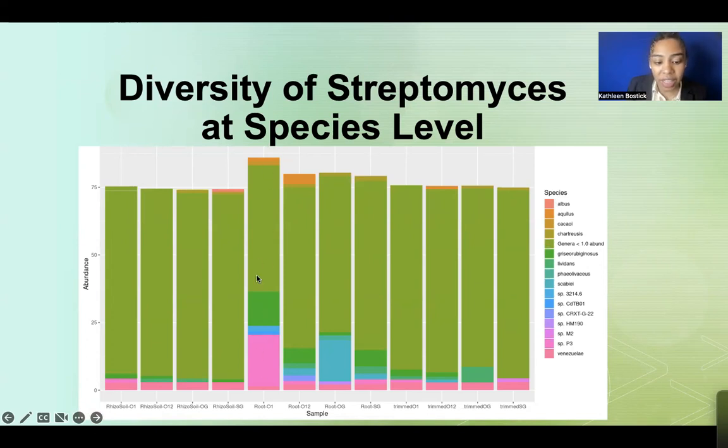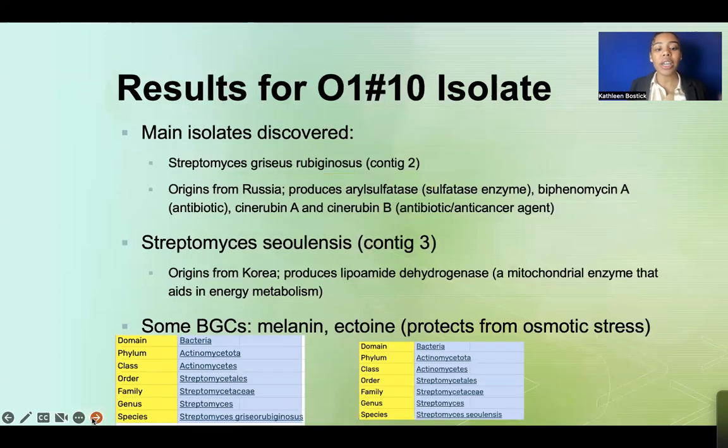As you can see here in this column of root 01, there is this beautiful green here that is slightly different from the large overwhelming amount of green that represents the genera of species. This particular lighter green represents Grisio rubinosis. And this particular bacteria is really interesting because it actually originates from Russia. And this particular isolate that was identified is really important for antibiotics as well as antibiotic and anti-cancerous agents.